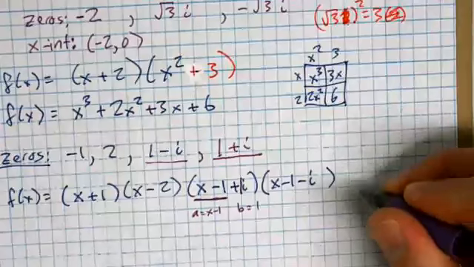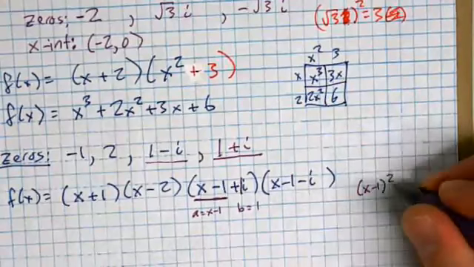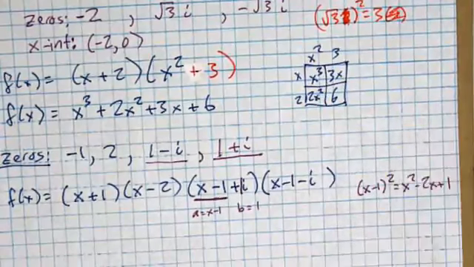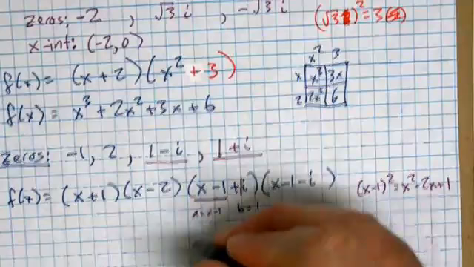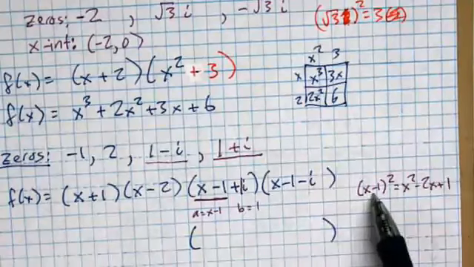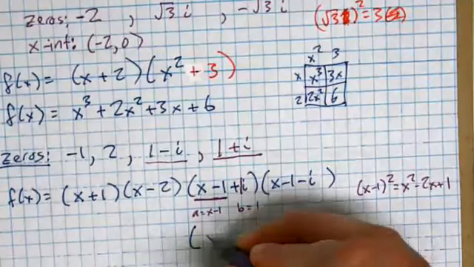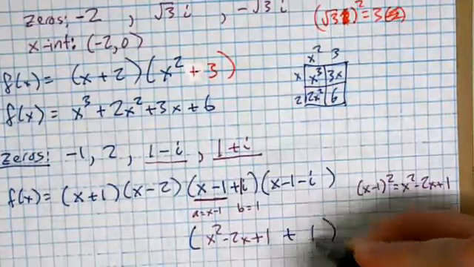So let's off to the side here figure out what x minus 1 squared is. Spoiler alert, it's not x squared plus 1. It's x squared minus 2x plus 1. So I can just do that. That's my a squared. And then my b squared is 1. So it's going to be x squared minus 2x plus 1. That's my a squared. And then my b squared is 1 squared, which would be 1.